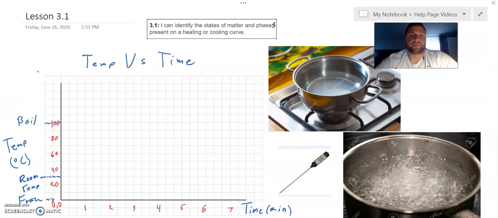At this point in time, I'd like you to pause the video, make a prediction of a graph. So draw in your line. And here's our scenario again. We're taking a room temperature pot of water, we're tracking the temp, and we're boiling it. What would it look like?